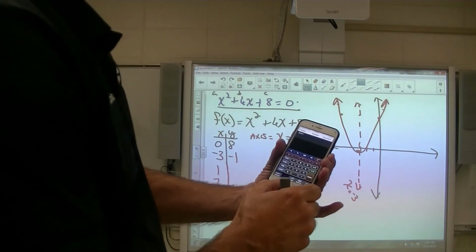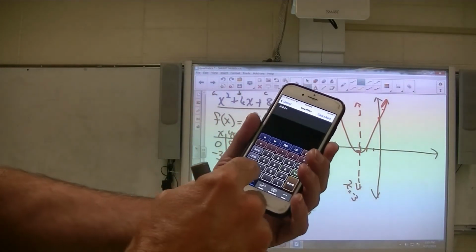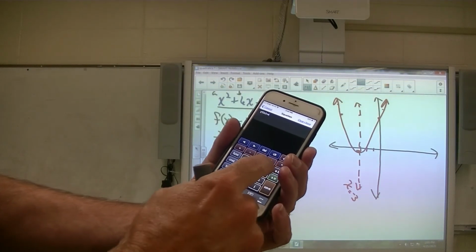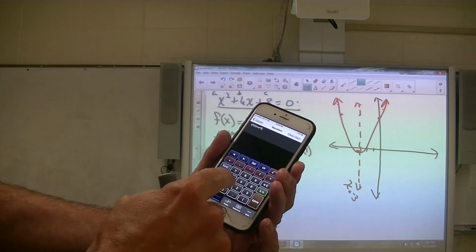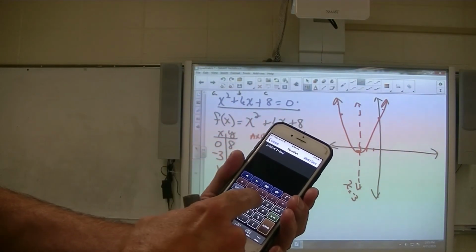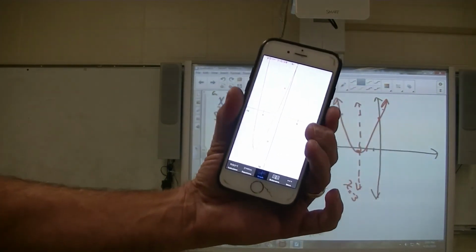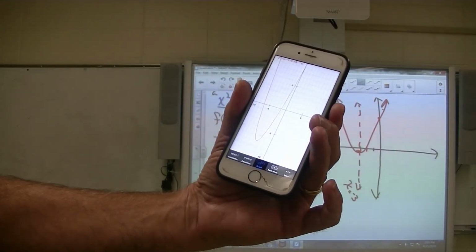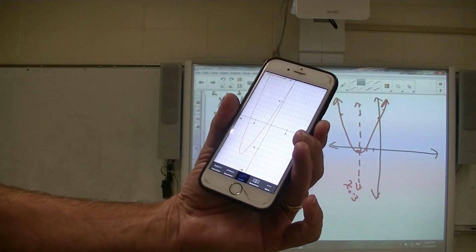So the equation is y is equal to x to the second power, plus 6x, plus 8. And when we graph that, see how quickly it graphs. It's a great app. This is really a handy app to have. So you can see that the graph looks like mine.